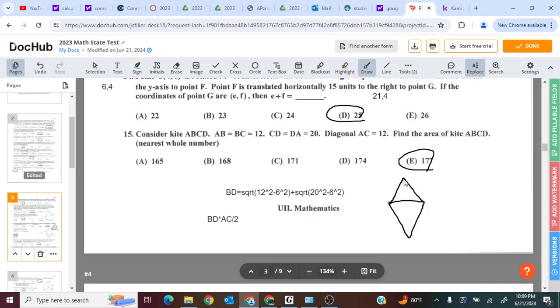So we can use Pythagorean theorem for that. This diagonal is going to split this other one in half. So each part of this diagonal is 6. So to figure out this part, you do Pythagorean theorem. 12 squared minus 6 squared, square root of that gets you this. And 20 squared minus your 6 squared gets you that. And once you have that, you multiply the two diagonals and divide by 2 to get the area of your kite.